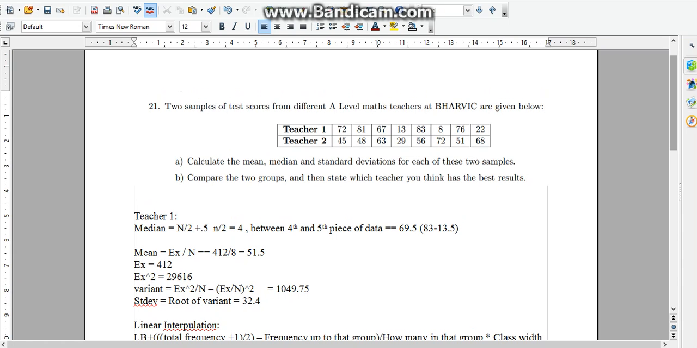So this is an example taken from a bit of homework that I was given, and basically it gives you two data samples, and it tells you to calculate the mean, median, and standard deviation of each of the two samples. So here we're going to ignore teacher 2 and just work with teacher 1 for now. So cast your mind back to GCSE. Maybe you're in GCSE now, and that's all good. So you can listen up for this too, because it's very, very useful for you.